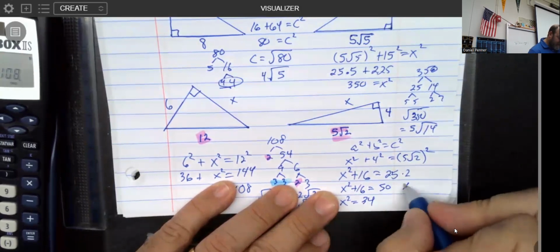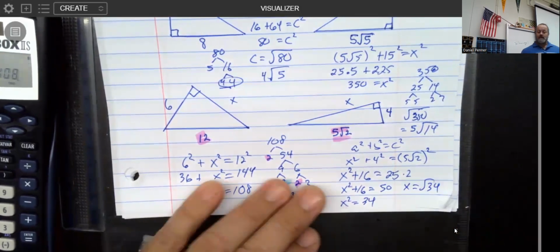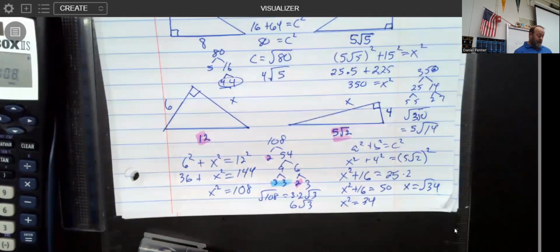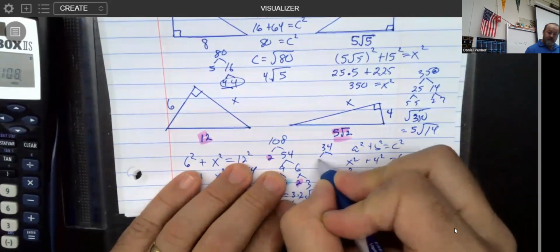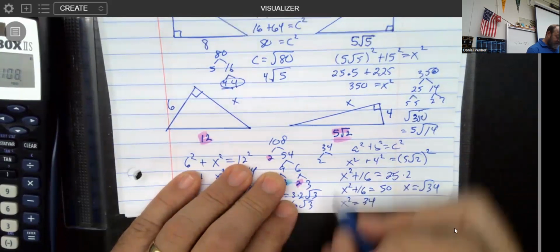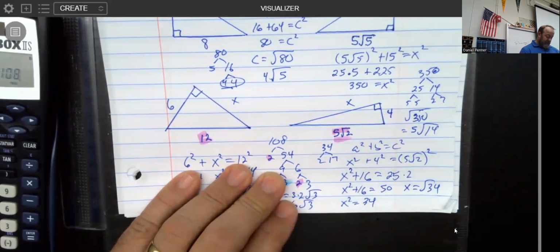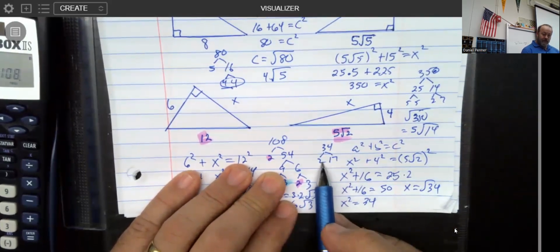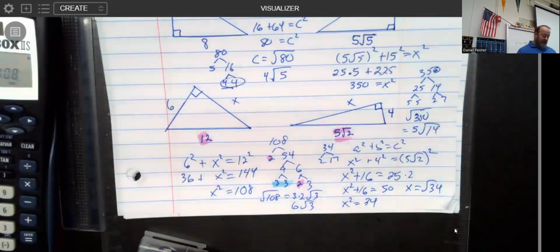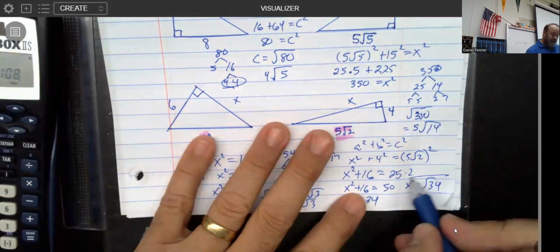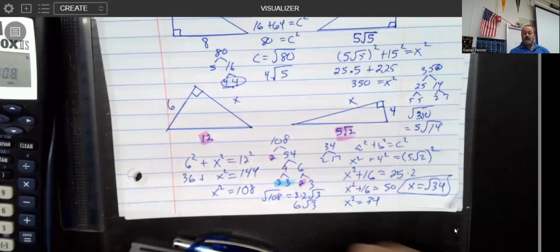So if x is root 34, I just have to go ahead and do a little teeny bit of work on root 34 to see what happens. I wish I'd given myself a little bit more room here, but no big. I'll just write it right here. 34 is divisible by 2. 2 goes in there 17 times. And that's a prime number. I have no perfect squares. I have no pairs. I have nothing I can pull out. I guess root 34 is the end of my story.